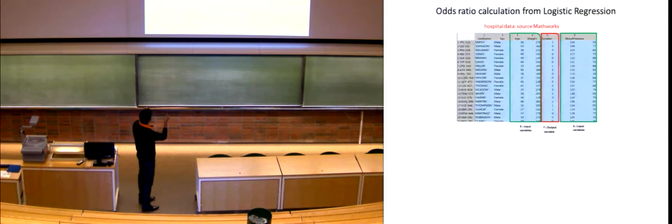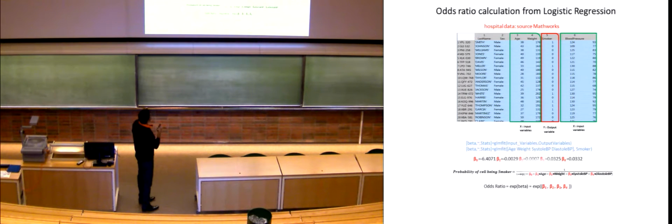So, same example of the hospital data: you have input variables, the age and weight, and smoking as the output variable. But you can also have the systolic and diastolic pressure here. This is just an example. If I do that, likewise here as we have seen in MATLAB, I get beta 0, beta 1, beta 2, beta 3 and beta 4.